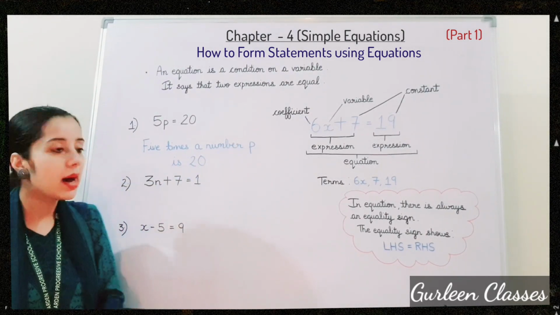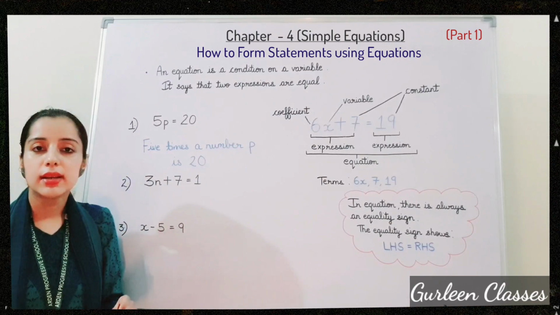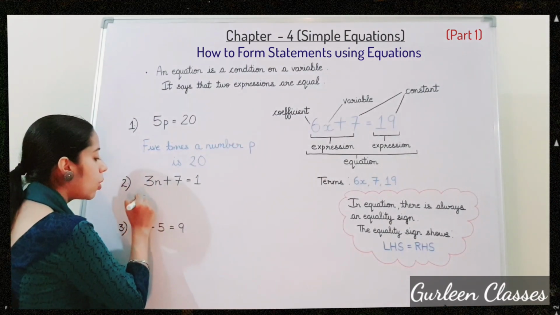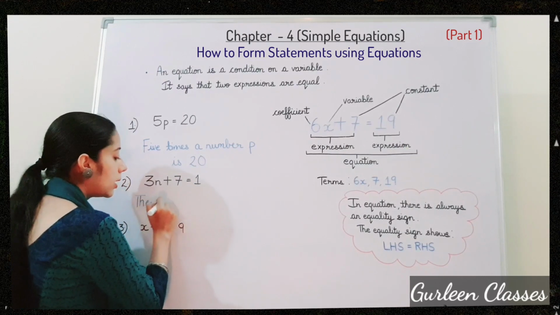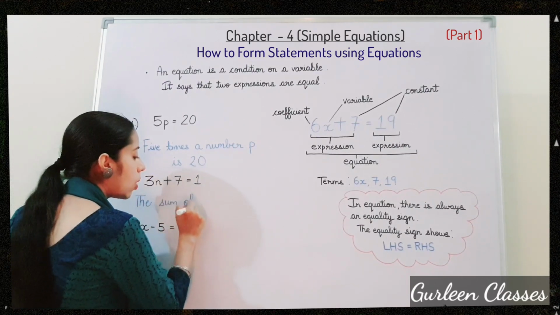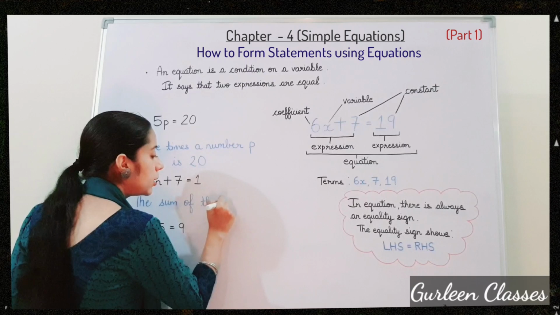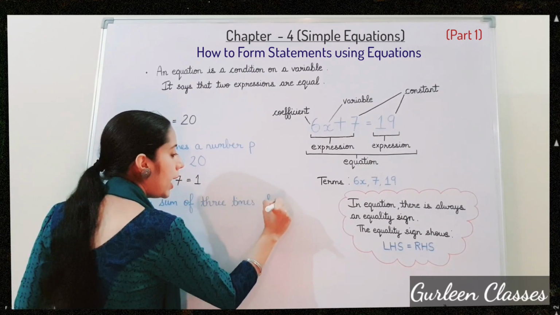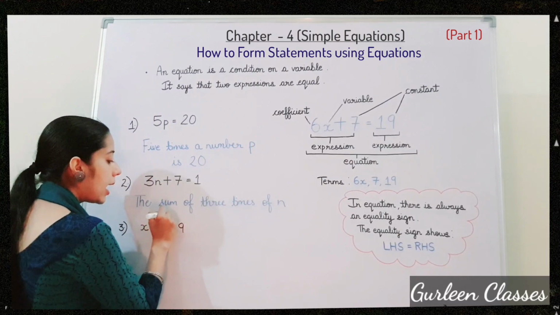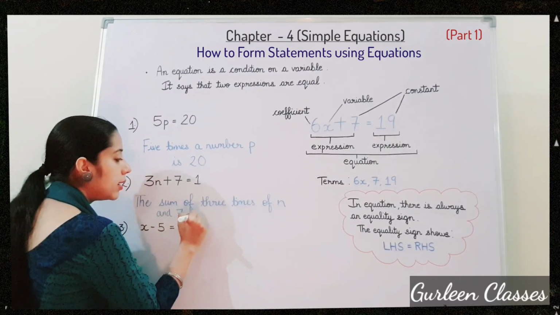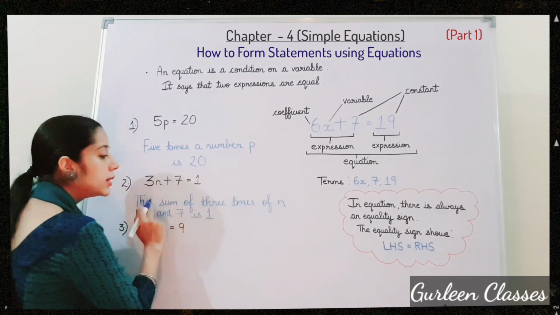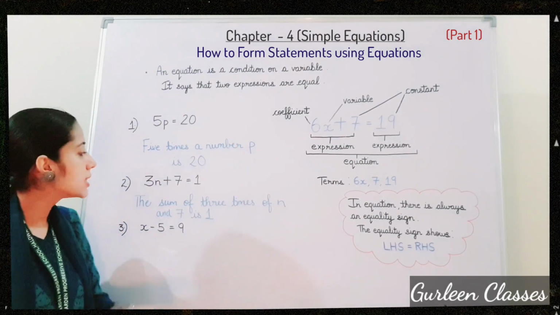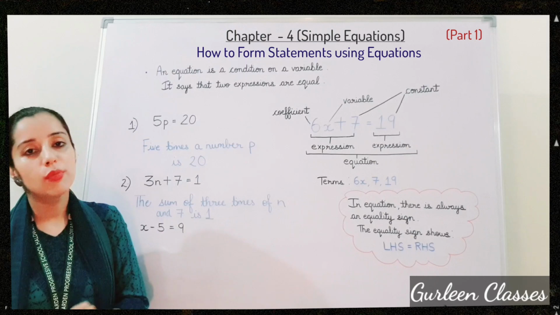Second part, 3n plus 7 is equal to 1. So let us write: the sum of 3 times of n and 7 is 1. The sum of 3 times of n means 3n plus 7 is equal to 1.